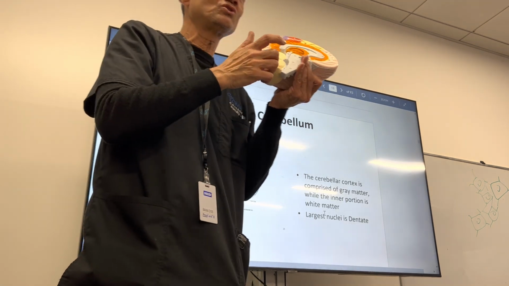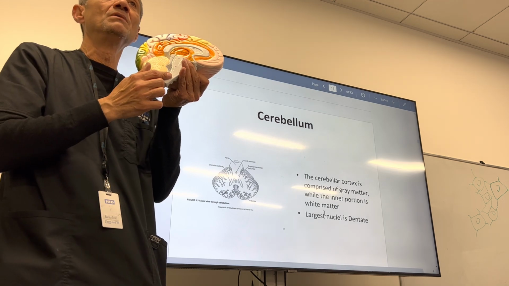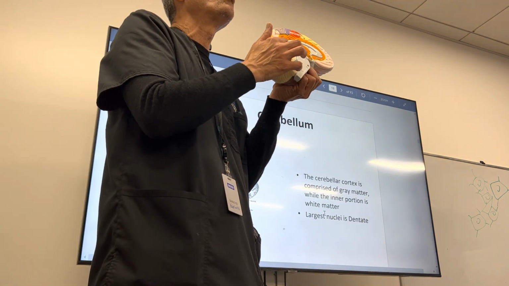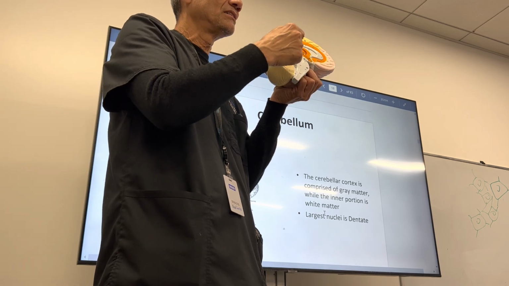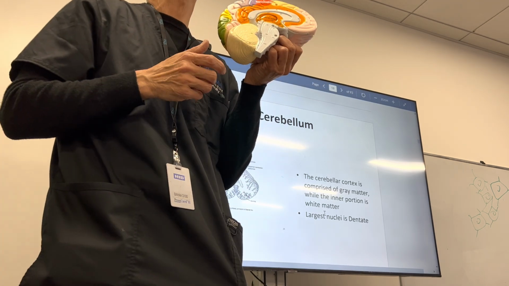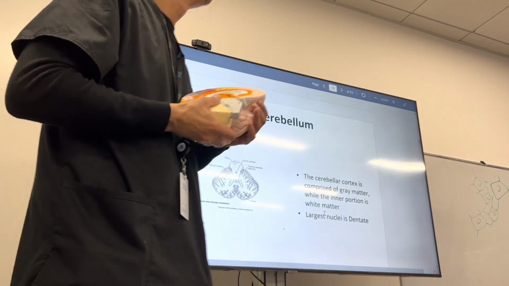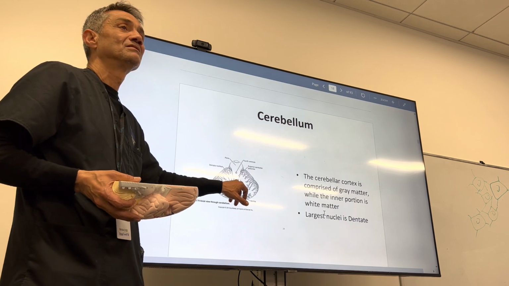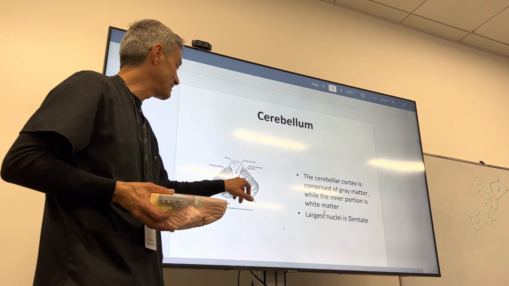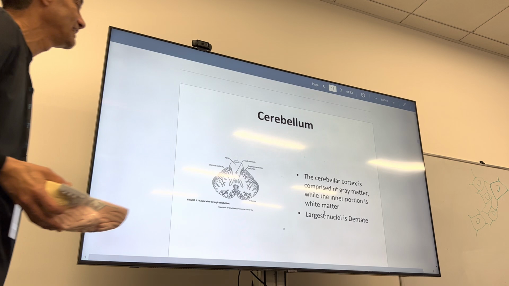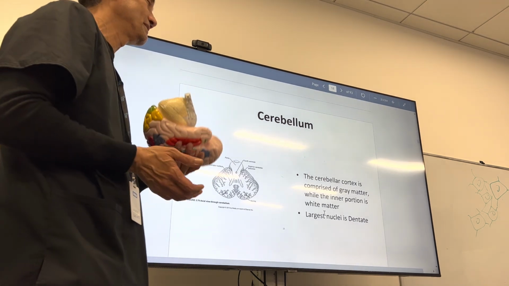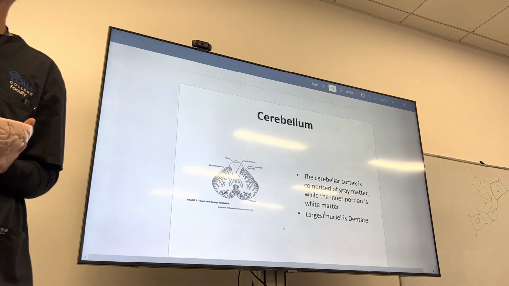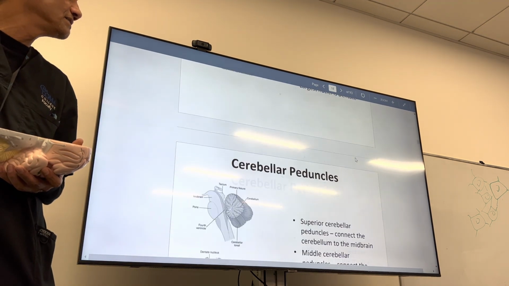The concept is also the same over here in my cerebellum. The inside part of my cerebellum is white matter, and I have nuclei that are gray matter. You don't need to remember any of them, but the biggest one we call the dentate nucleus. That's the largest one. There's a lot of them, right?